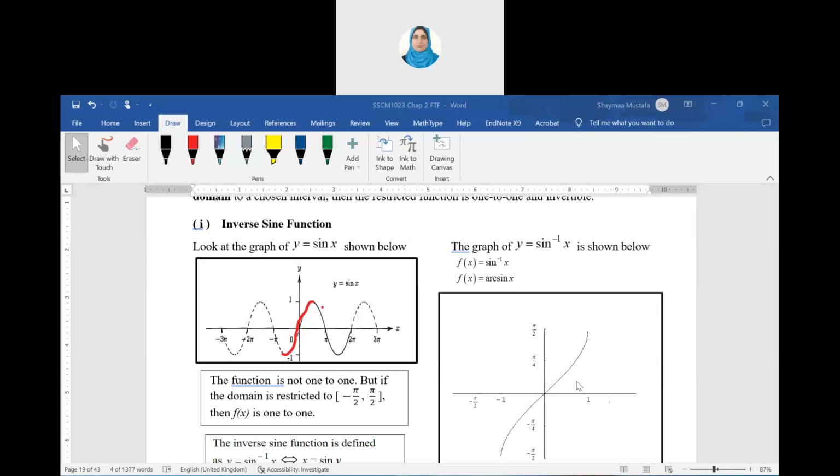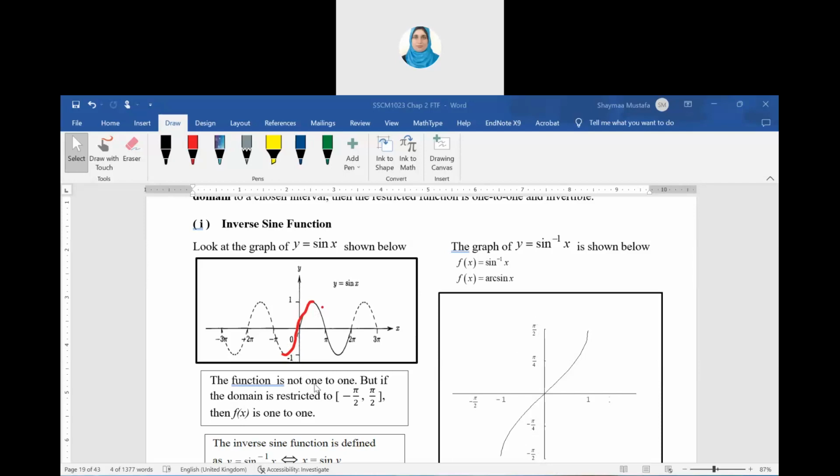If you look at this function, the range of sine will become the domain. Sine x ranges from minus 1 to 1, so this will be our domain here, from minus 1 to 1. The range of the main function will be the domain of the inverse, and the domain of the main function, the restricted domain, from minus pi over 2 to pi over 2, will be the range of the inverse.